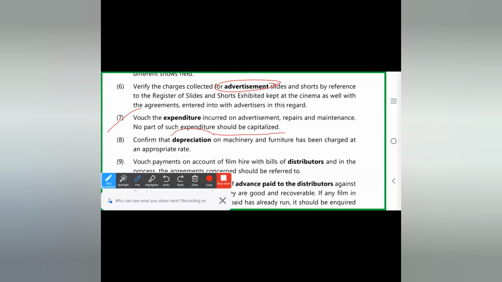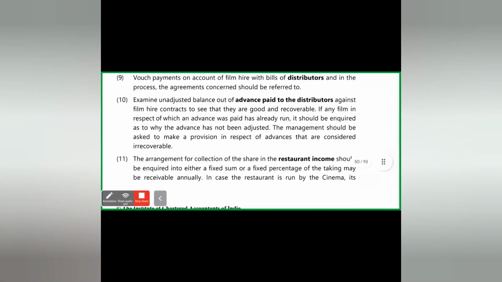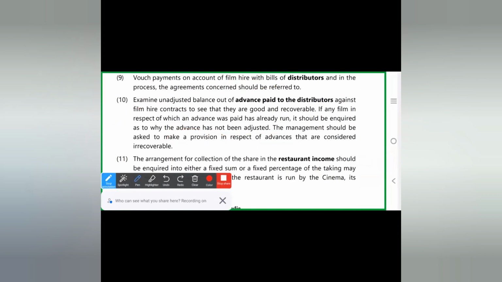Confirm that depreciation on machinery and furniture has been charged at an appropriate rate. Vouch payments on account of film with bills of distributors, and in the process the agreements concerned should be referred to. Examine the unadjusted balance out of advances paid to the distributors against film hire contracts, if any. Management should be asked to make a provision in respect of advances that are considered irrecoverable.